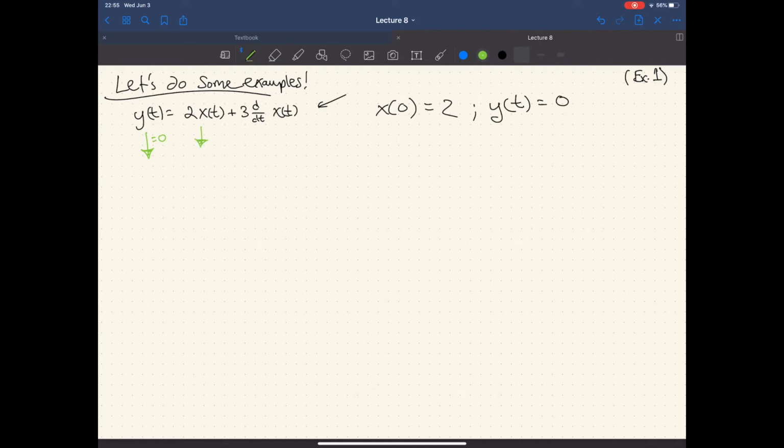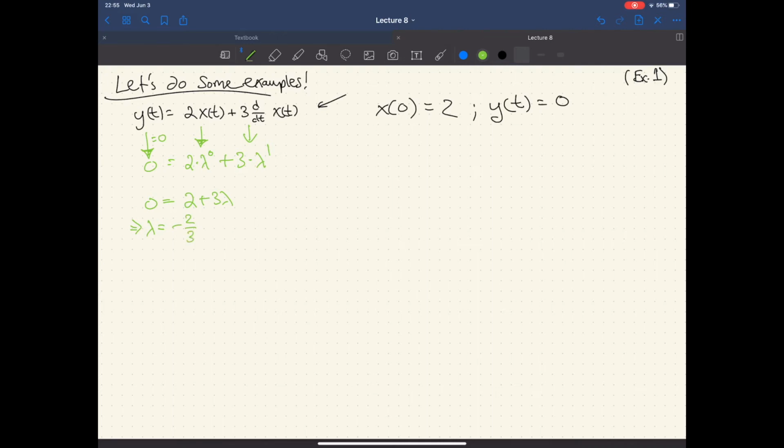So what is this? This is actually 2 times the 0th derivative of x, right? We're not taking any derivatives of x. So this is 2 times lambda to the 0, which is just 1. So life's good. That's easy. This is 3 times lambda to the first, because this is the first derivative of x. That's equal to 0. So now we have 0 is equal to 2 plus 3 lambda. Lambda, therefore, is equal to minus 2 over 3.